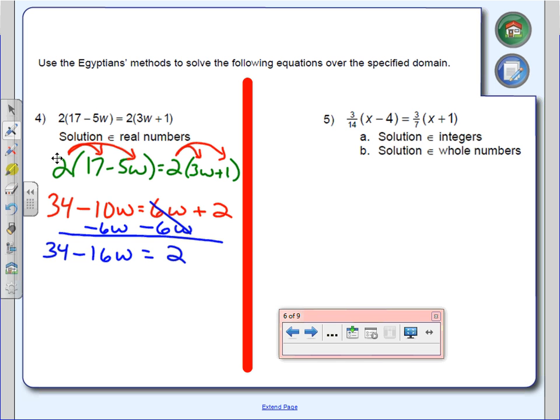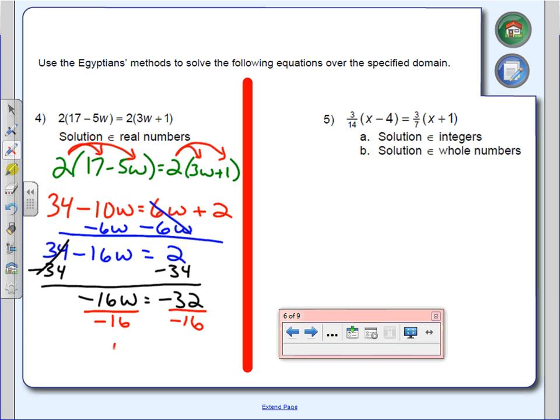Since I'm trying to get w by itself, the next thing I'm going to do is subtract my 34. That's no longer there. I've got negative 16w is equal to 2 minus 34. 2 minus 34 is a negative 32. I'm almost there. I've got one last step, and that's to divide by negative 16. I want w by itself, so I'm having to divide by negative 16. So what's a negative 32 divided by negative 16? 2. Positive 2. So the solution here is positive 2.